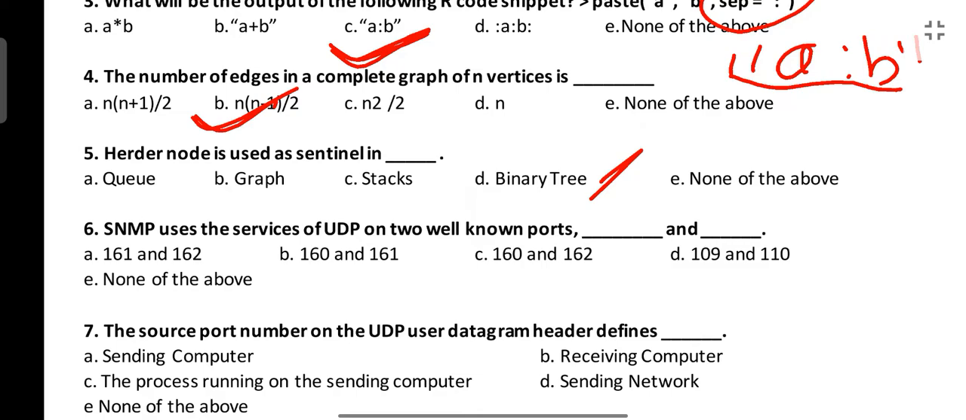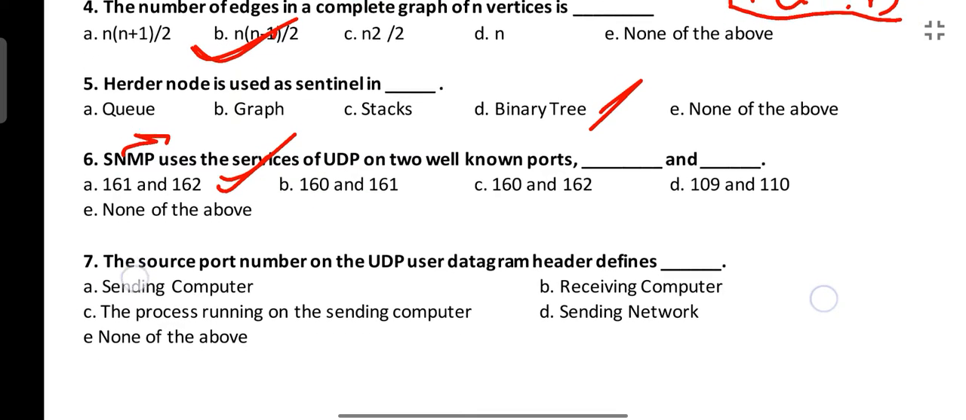Next is, SNMP uses the service of UDP on two well-known ports, and we need to determine which are those two ports on which SNMP works. So the correct answer is 161 and 162. So what is SNMP? SNMP is Simple Network Management Protocol. Whenever we talk about some protocol, we should first know at which layer it works. So it is an application layer protocol. What it does is monitor and manage network devices. It just sends an SNMP GET request to a network device and checks the responses from there. That's how it works. So it basically monitors the network devices in the network.